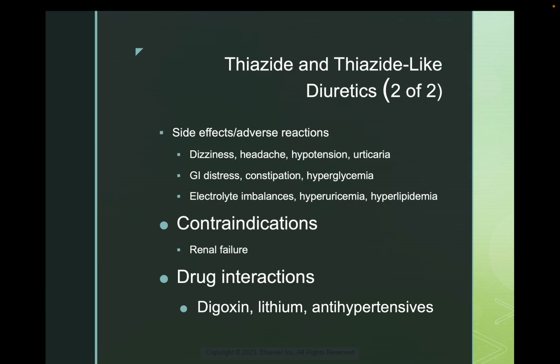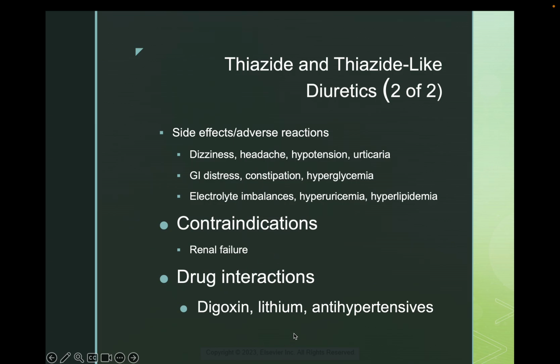Some of the side effects include dizziness, headache, hypotension. If we think about why, it could potentially be because we've over-diuresed our patient, and so our fluid volume has gone down. It could also cause GI distress and constipation because we are pulling water out, right? And then also some electrolyte imbalances because we're shifting our fluids, hyperlipidemia, and hyperuricemia. It is contraindicated in renal failure. So if we think about renal failure, that means our kidneys are not working effectively.